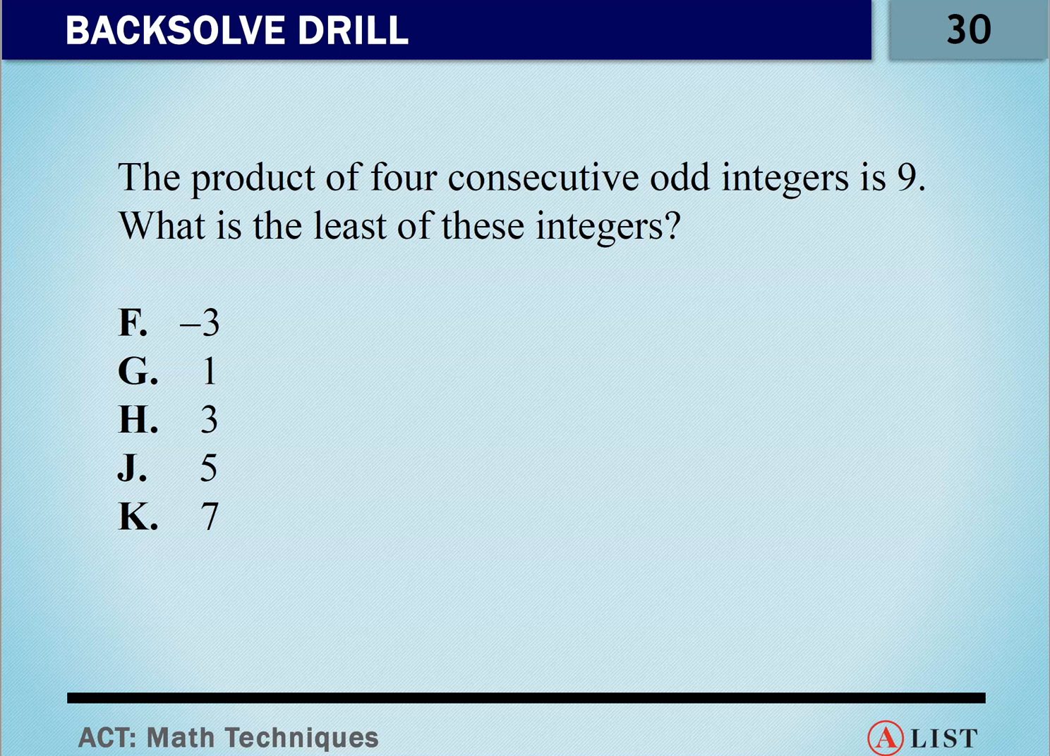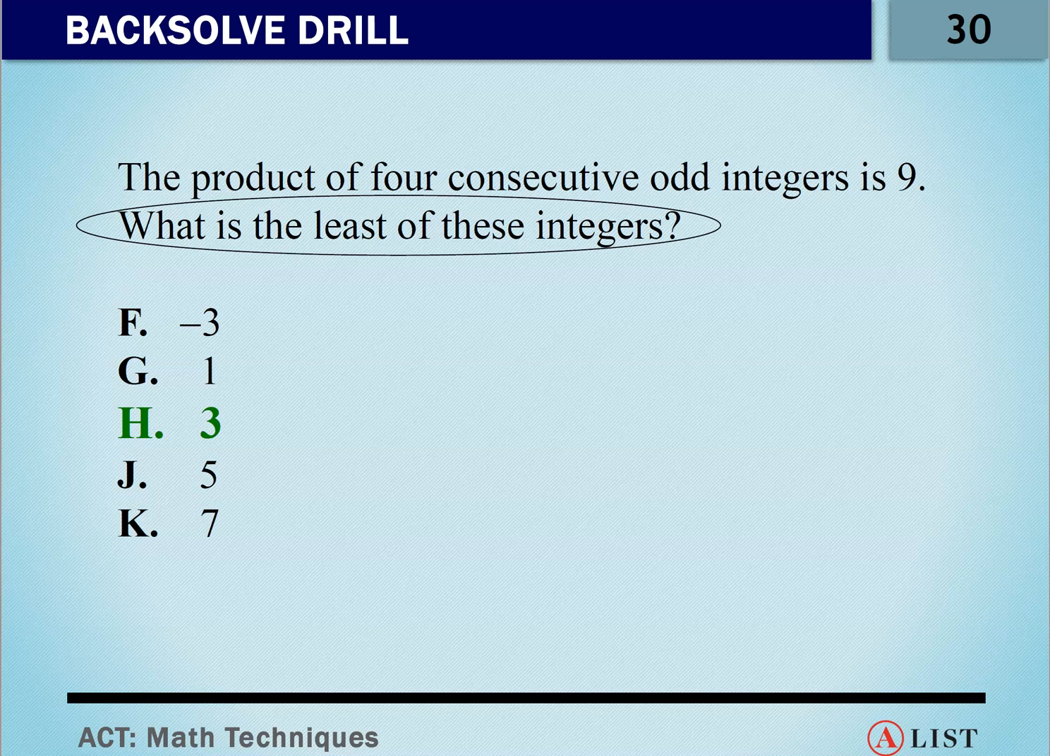Okay, this is number 30, about halfway through. The product of 4 consecutive odd integers is 9. What is the least of these integers? Consecutive means one right after the other. Consecutive odd would be like 1, 3, 5, 7. So we're going to start with letter H. What is the least of these integers?